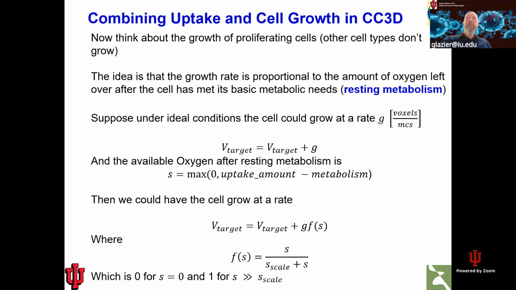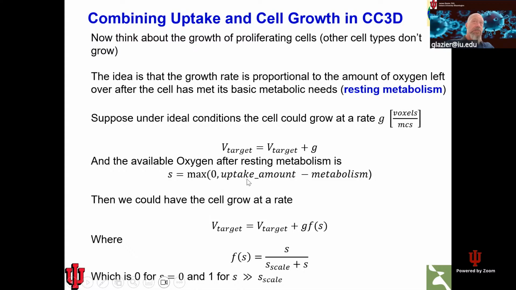And then first to make the type changes work, and then to have the growth rate depend on the amount of oxygen taken up. And we include the concept of arresting metabolism. So the amount available for growth is the amount you take up minus some metabolic constant. Here it says that the growth rate can't be negative.